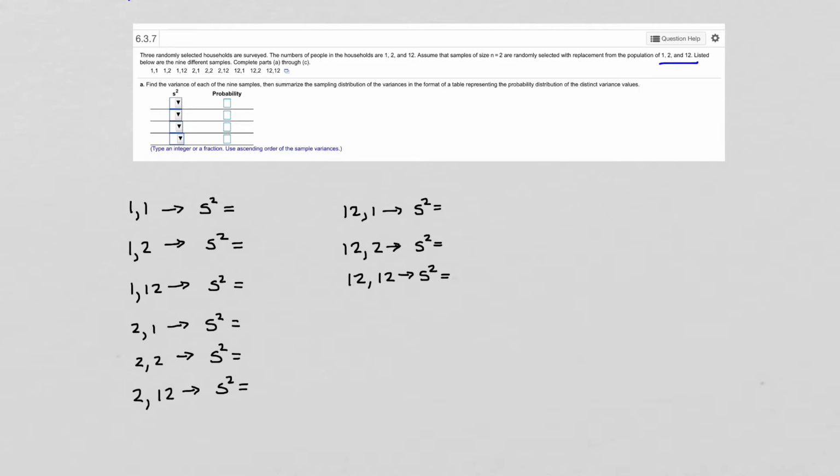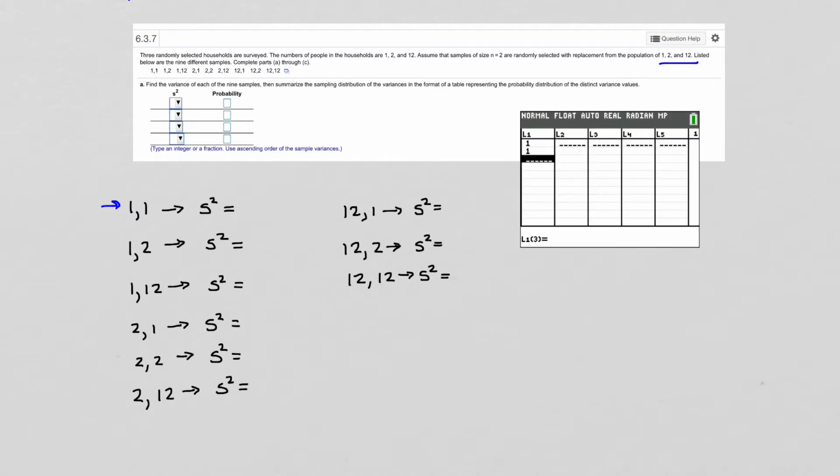So how are we going to go about doing that? We want to take the first sample, which is 1 and 1, and in the calculator, what I'm going to do is find the sample standard deviation, S, and then square that value. So how would I do that? I start by going into my lists, and in list 1, I put in the numbers 1 and 1. So I've got that here. And then I exit out by pressing second and mode.